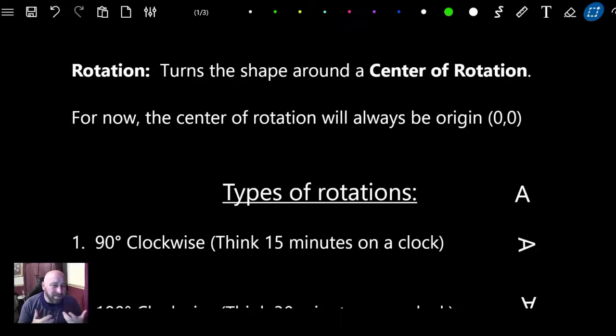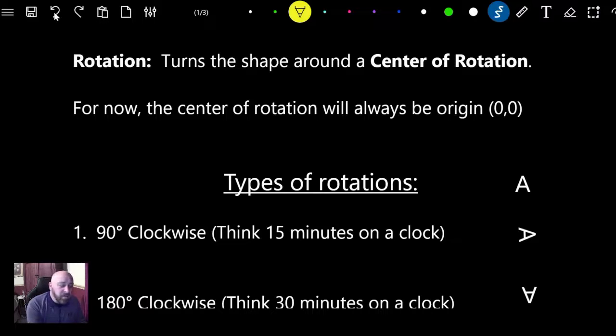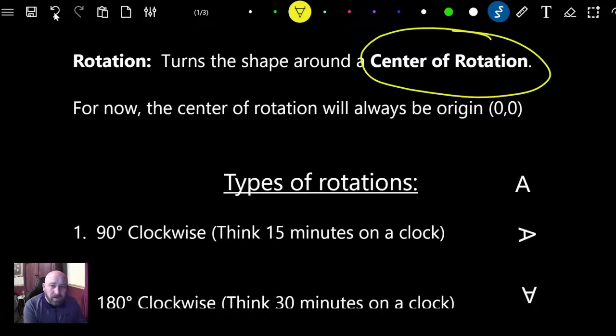So what does this mean in coordinate geometry? Well, it really means the same thing that you do on the computer with your pictures. Rotation turns the shape around the center of rotation. What is the center of rotation? Well, it's whatever point you're rotating the shape around. Now, that can be different. You could use the corner of the shape. If you rotate the thing around the corner of the shape, then it just spins on one corner, for example.